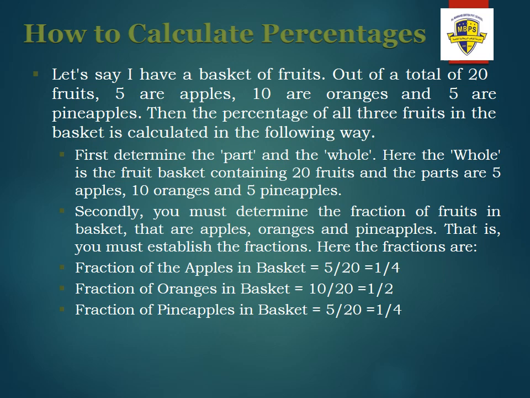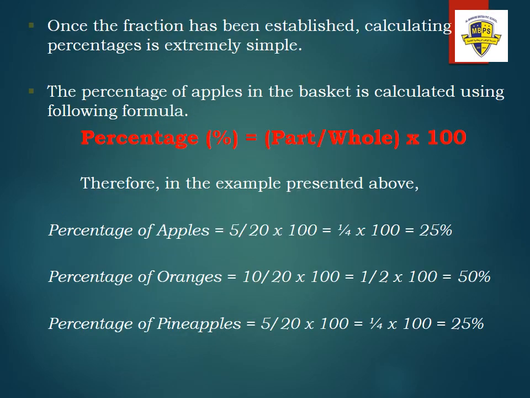Fraction of oranges in the basket, 10 out of 20. We have 10 oranges out of 20. When we simplify it, we get a half. Fraction of pineapples in the basket is 5 out of 20. So it's equal to a quarter. Once the fraction has been established, calculating the percentage is extremely simple.